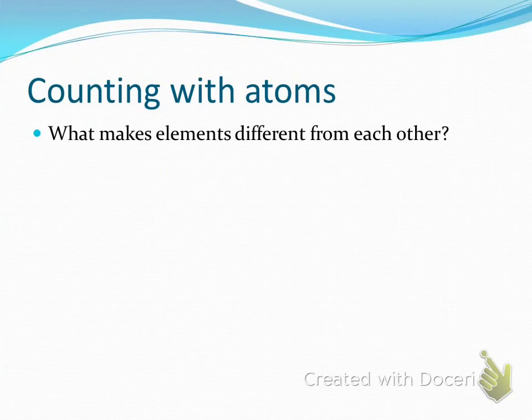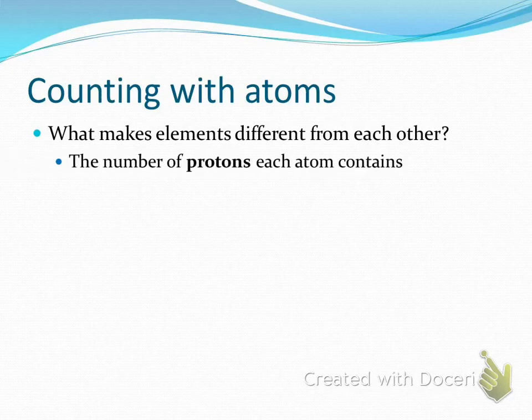What is the one thing about elements that makes them different, that makes them distinguished? What's the one thing that we can use to identify an element? Number of protons. Good, the number of protons. Okay, so the number of protons that each atom contains is also called its atomic number.